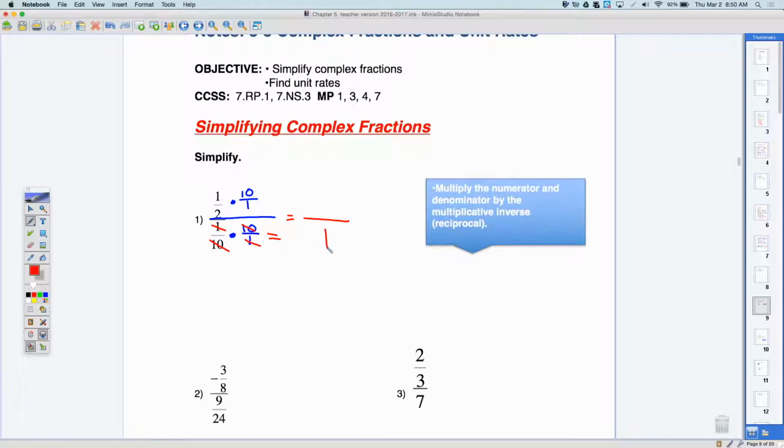In the numerator, it's just like multiplying fractions. We can cross-cancel the 2 to become a 1, the 10 to become a 5, and we end up with 5 over 1, which is a unit rate, or just 5.